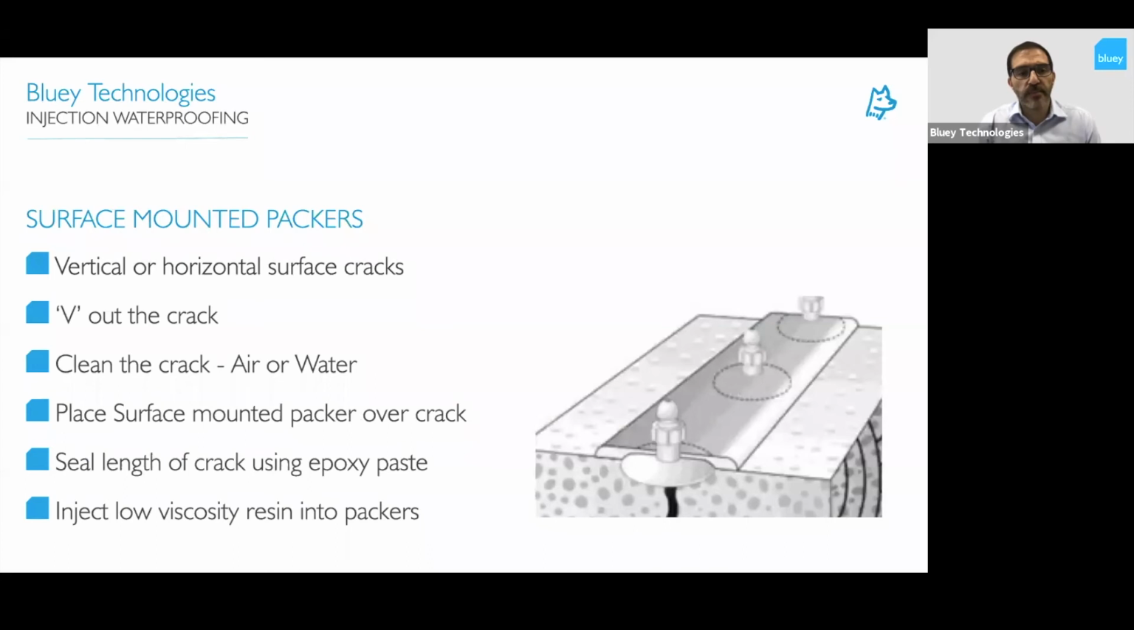Again, the surface mounted packers, we can use these for vertical or horizontal surface cracks. We V out the crack, we clean it with air and water, we surface mount those packers using an epoxy, and then we seal the length of that crack using an epoxy paste, and we use low viscosity injection resin to put into those packers and fill that entire crack.